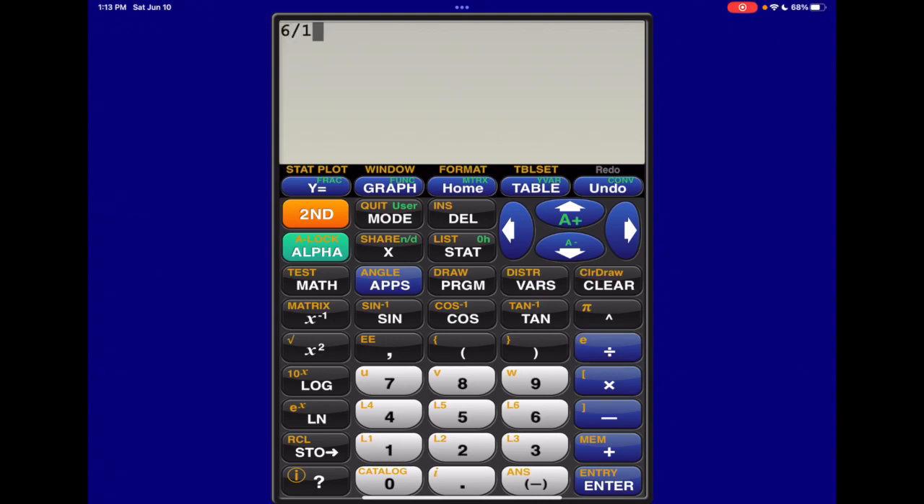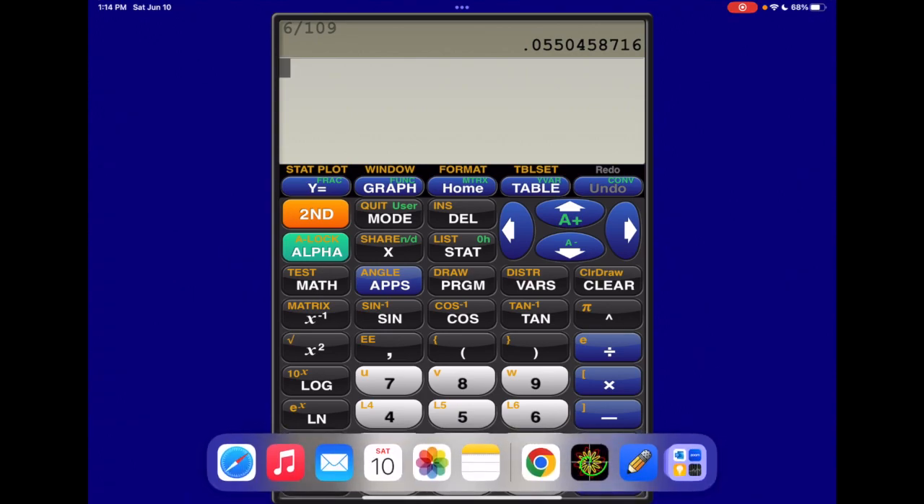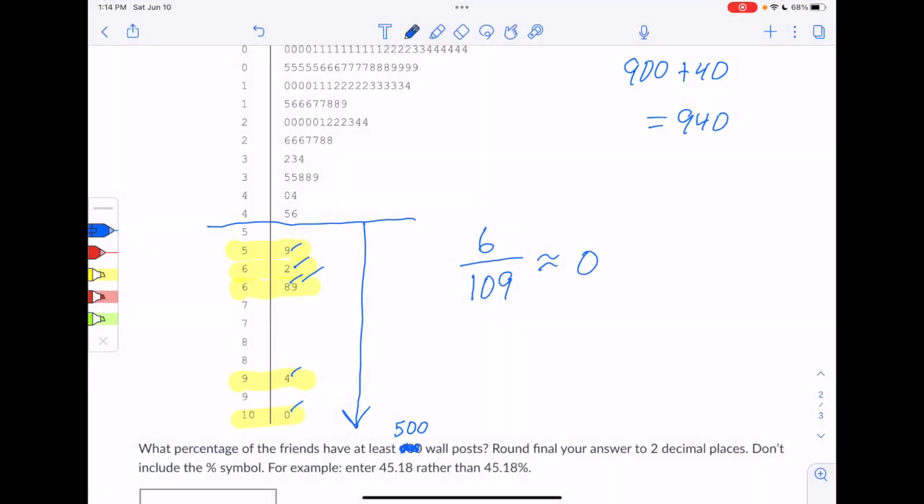So we want 6 divided by 109, and we get 0.0550, and then the 0 is followed by a 4, so rather than rounding the 0 up to a 1, we will stick with the 0, which is what rounding down means. We don't actually make it a smaller number in the fourth spot, we just leave the one that's there. So 0.0550 is what we want. So let's head back over and write that down. 0.0550. Okay, and then they asked us to give a percentage.